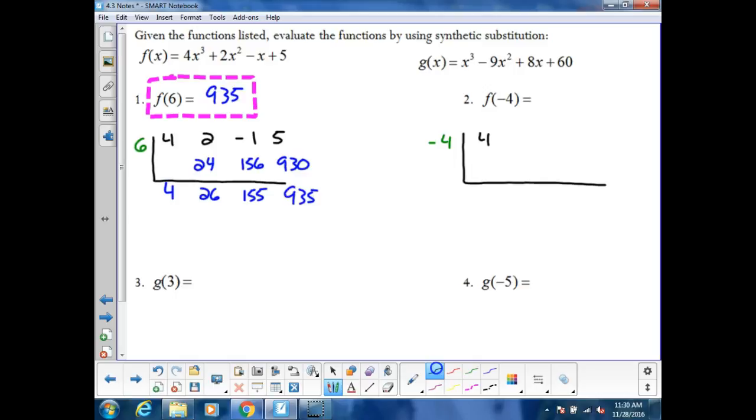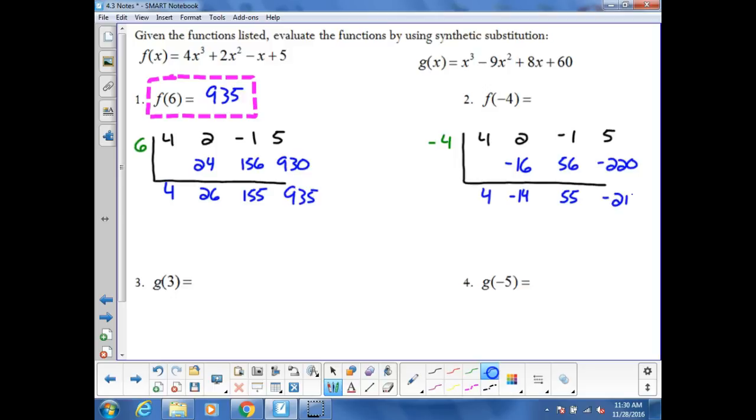So that's 4 and 2 and negative 1 and 5. So that is 4, negative 16, negative 14, 6, positive 56, positive 55, negative 220, negative 215. For f of negative 4? Yes?